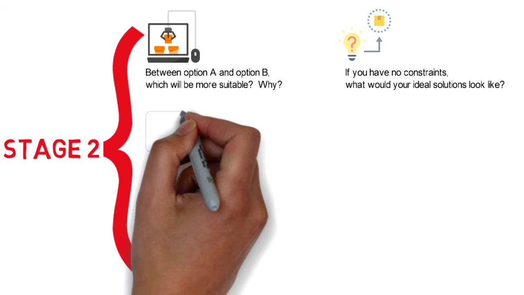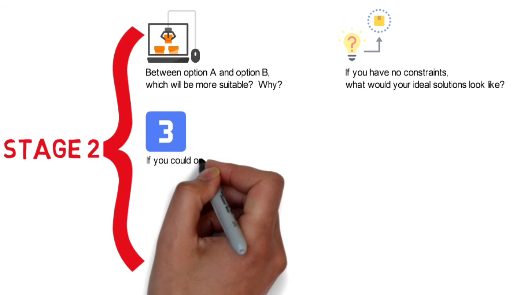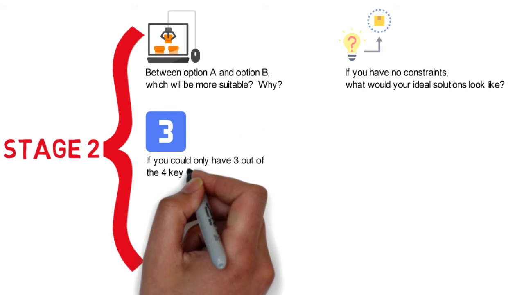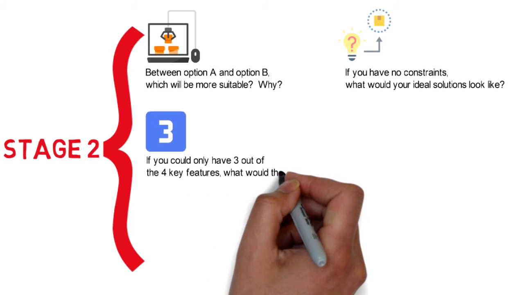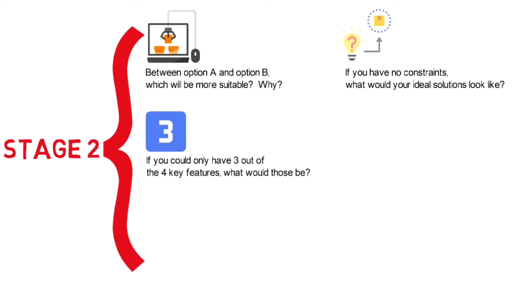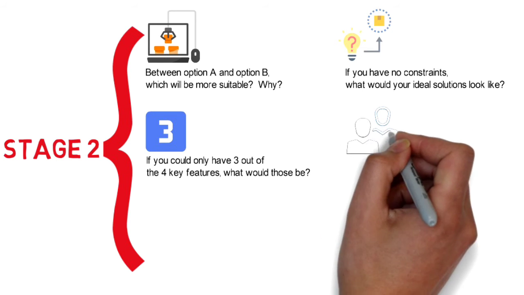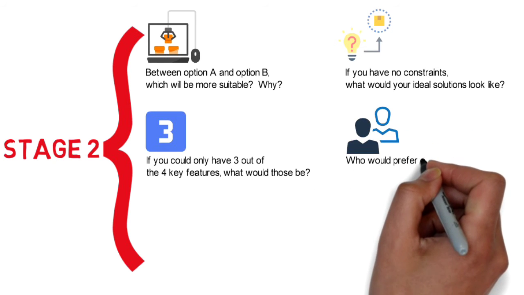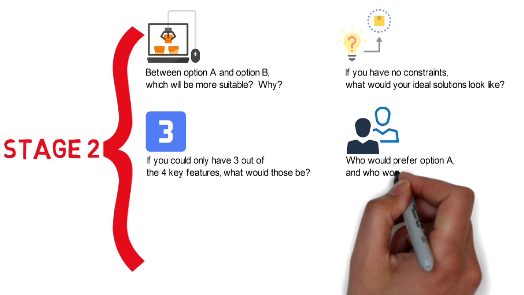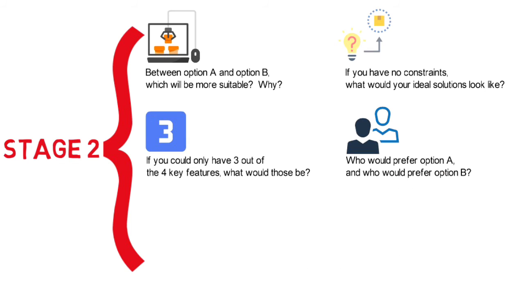If you could only have 3 out of the 4 key features, what would those be? Again, using a reframing question to clarify what are the core features of an option. Who would prefer option A and who would prefer option B? This is a clarifying question to find out the preferences within the relationship structure.